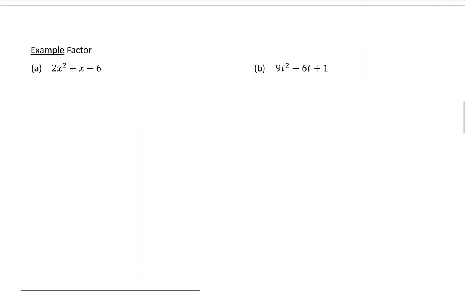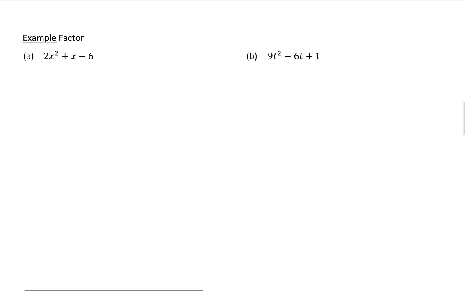So let's go through those steps. We have 2x squared plus x minus 6. First off, we need the magic numbers. I need a number that adds to b, and b is 1. And I need a number that multiplies to a times c. And a times c, that's 2 times negative 6, is negative 12.